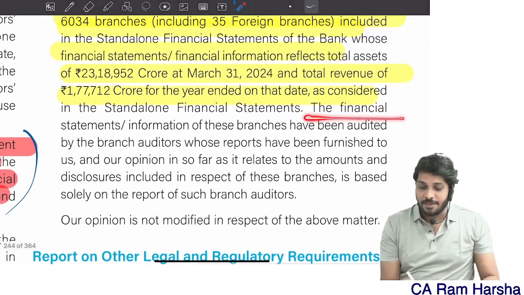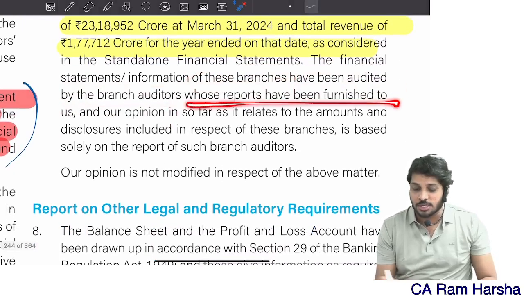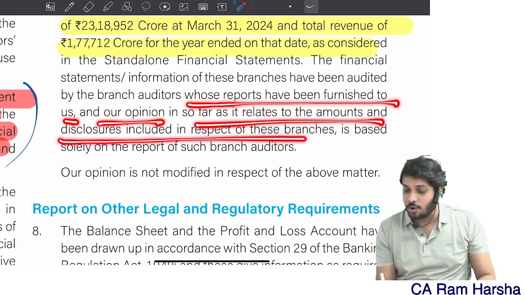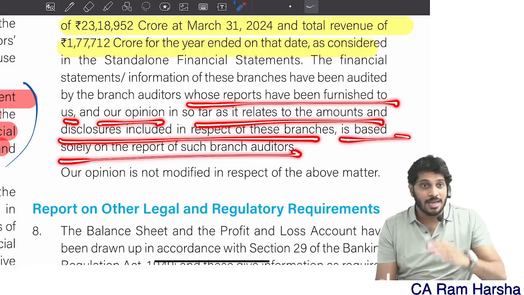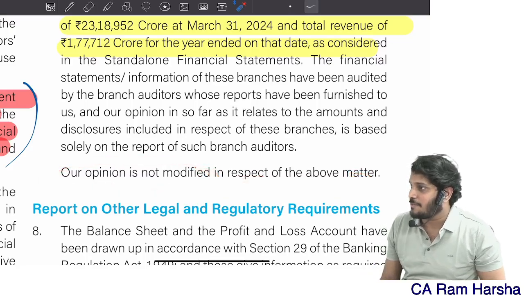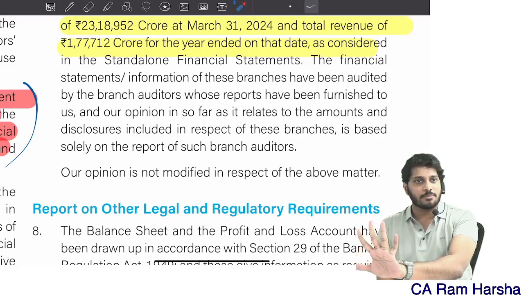Who audited? The financials of these branches were audited by branch auditors, whose reports have been furnished to us, and our opinion as it relates to these amounts is purely based on branch auditors. Our opinion is not modified in respect of the above matter. I'm not objecting. I'm just telling you these are the branches audited by other auditors.